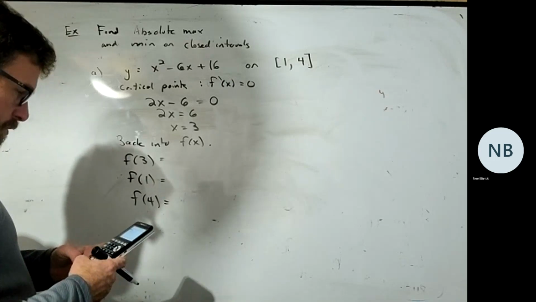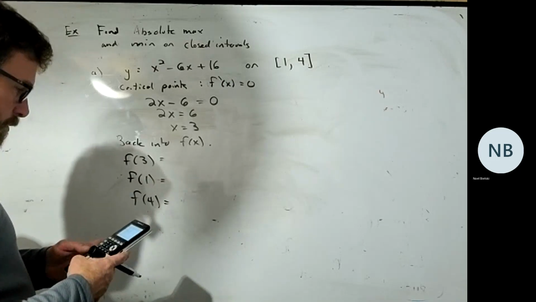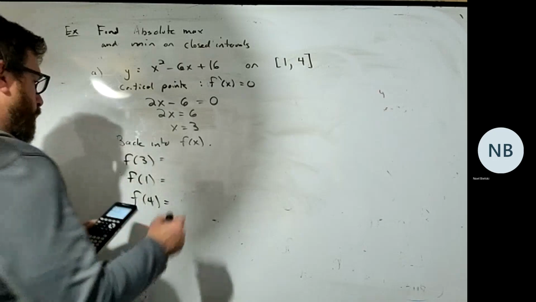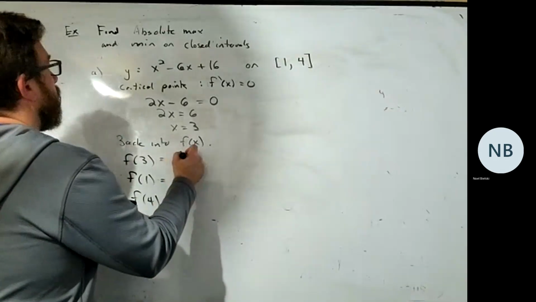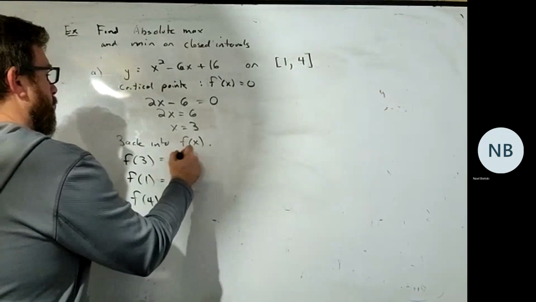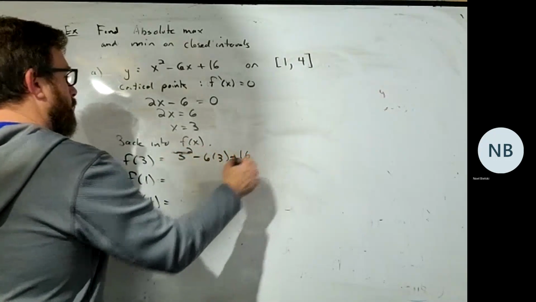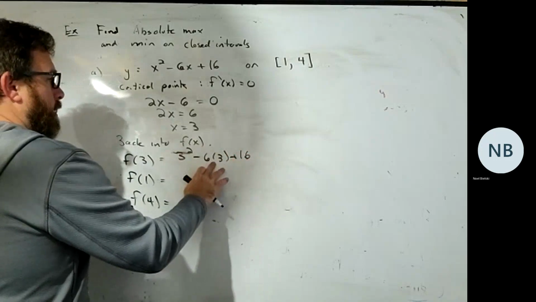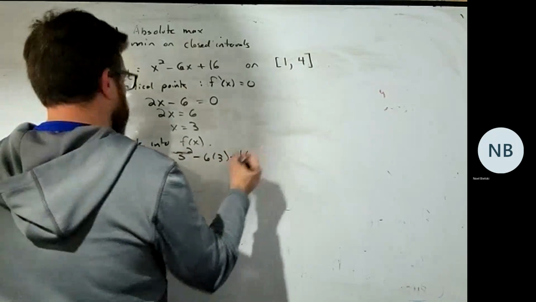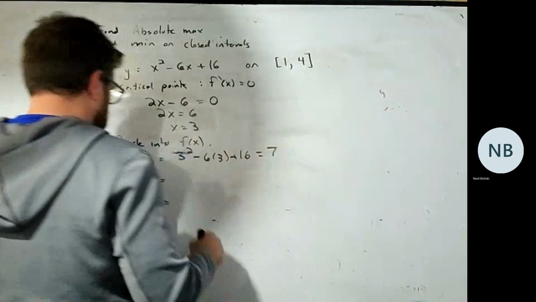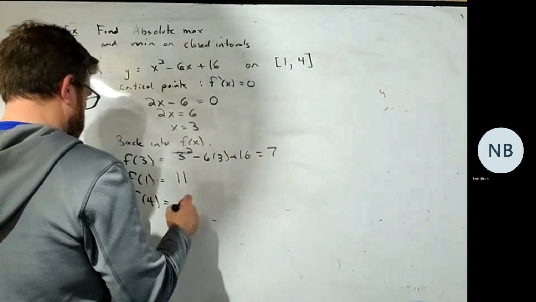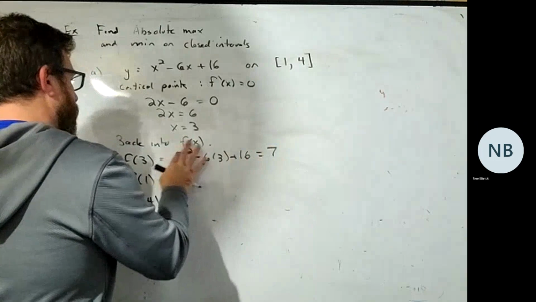3, 1, 4. So 3 gives me 7 back. Let's make sure. So this would be 3 squared minus 6 times 3 plus 16. 9 minus 18 is negative 9, plus 16 is 7. So this gives me 7. This is going to be 11, and this one right here is going to be 8.